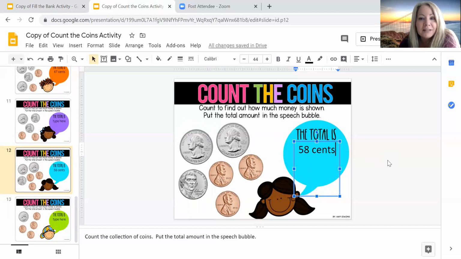Boys and girls, that's the trick. Whenever you have groups of coins that have a quarter in them, count the quarters first and count by 25s. 25, 50, 75, 100. As long as you know how to count by 25s, you can count groups of coins with quarters in them.